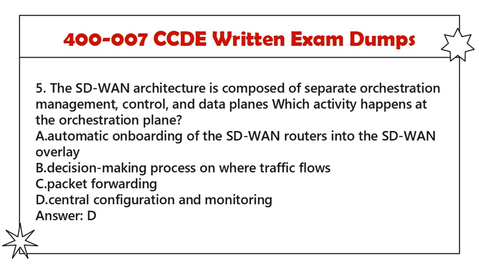5. The SD-WAN architecture is composed of separate orchestration management, control, and data planes. Which activity happens at the orchestration plane? A. Automatic onboarding of the SD-WAN routers into the SD-WAN overlay. B. Decision-making process on where traffic flows. C. Packet forwarding. D. Central configuration and monitoring. Answer: D.